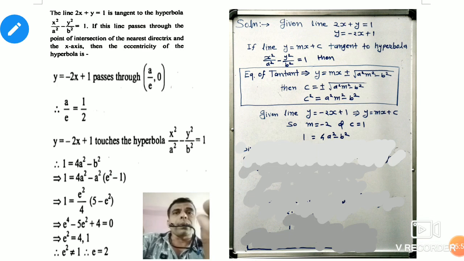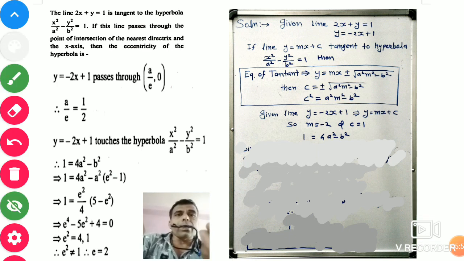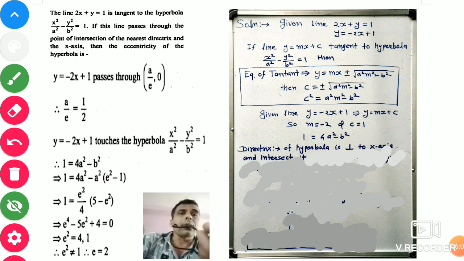Now next, another important thing related to hyperbola. What is directrix? The directrix of a hyperbola is always perpendicular to the x-axis and intersects it at the points plus minus a upon e, 0.